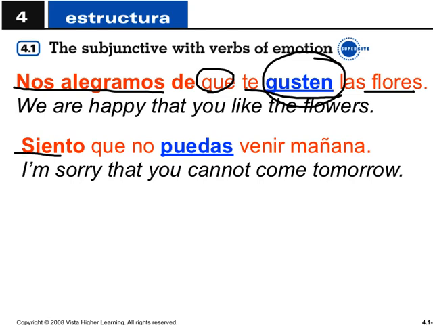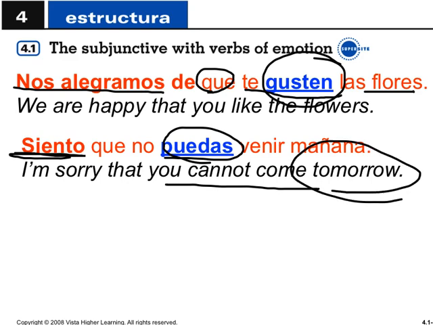Take a look at this example now. Everybody remembers how to say I'm sorry, lo siento. Well, here we have I'm sorry using the subjunctive. Siento que no puedas venir mañana. I'm sorry that you cannot come tomorrow. Well, just because I'm sorry that you can't come, you may wind up coming. I don't know. It's all about the future. You may come, you may not come. Who knows? The future is a mist.